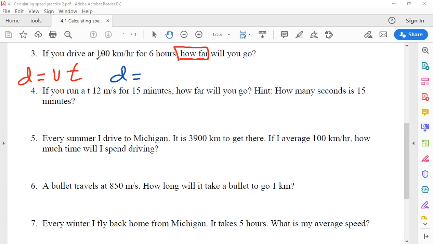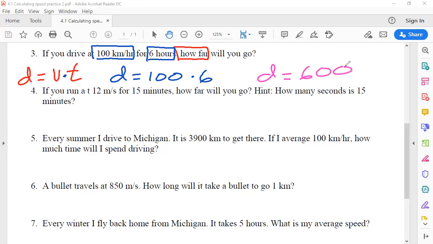Okay? So velocity was 100 kilometers per hour, right? So 100 times. Anytime you have two variables together, it means times. It's the same thing. D equals 100 times, and then we're going to find the t value, the time, 6 hours. Okay. The next step is going to be to solve that, so D equals 600. 600 what? Well, kilometers per hour and hours together is going to give us kilometers.